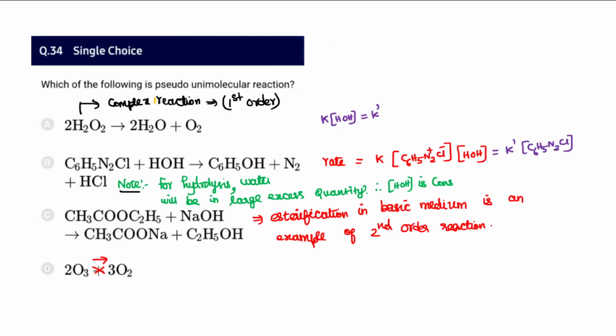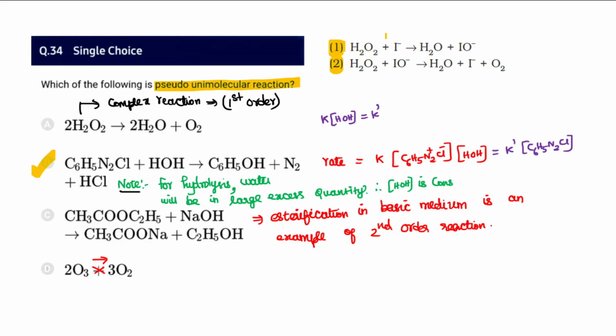34, which of the following is a pseudo unimolecular reaction? The pseudo unimolecular reaction can be option B, because it is a complex reaction. A complex reaction involves 2 different steps. So this is step 1 and this is step 2. In step 1, the rate can be written as H2O2 and then I minus. Therefore we may say it is a second order, or we may say it's a complex reaction. It is not a pseudo unimolecular, it is actually a second order reaction. It is not a first order. Let me make a change here. It is a second order. So the rate law can be written as H2O2 and then I minus.